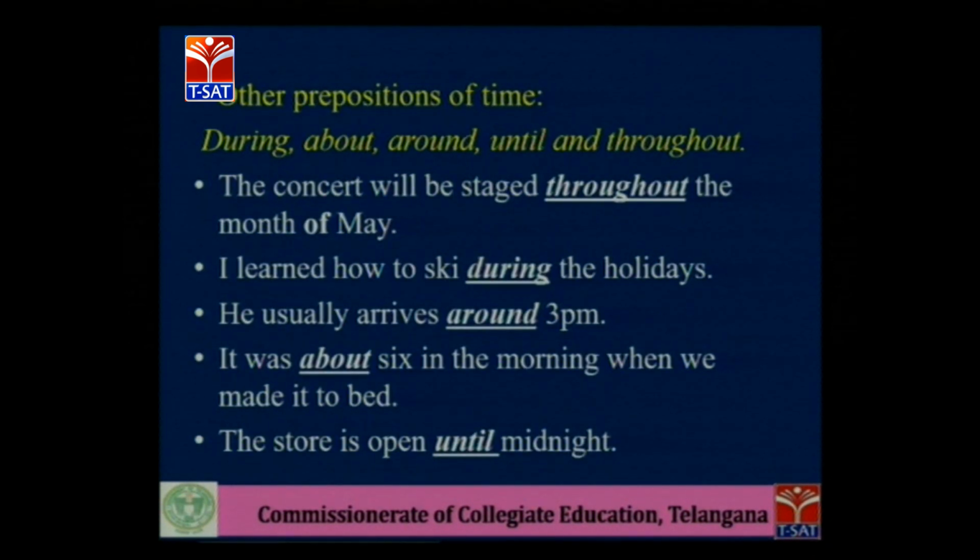And the other prepositions of time are during, about, around, until and throughout. So let's see the examples. The concert will be staged throughout the month of May. And the next one, I learned how to ski during the holidays. And the next one, he usually arrives around 3 p.m. And the fourth one, it was about 6 in the morning when we made it to bed. And the last one, the store is open until midnight. So these all are the prepositions of time.